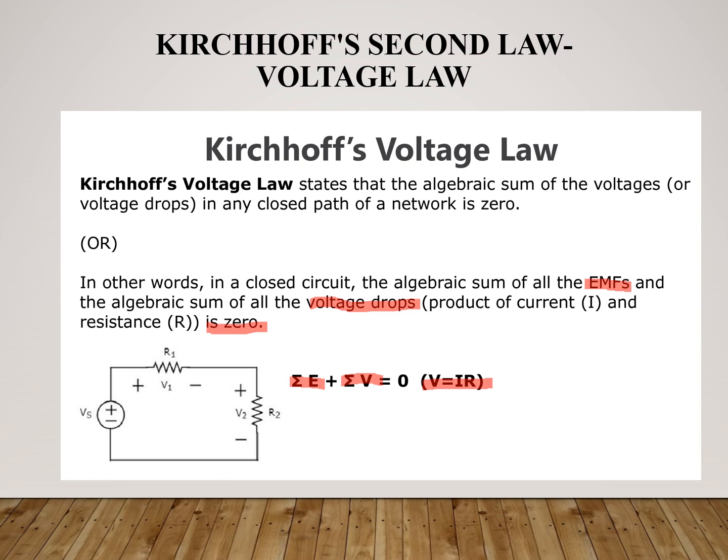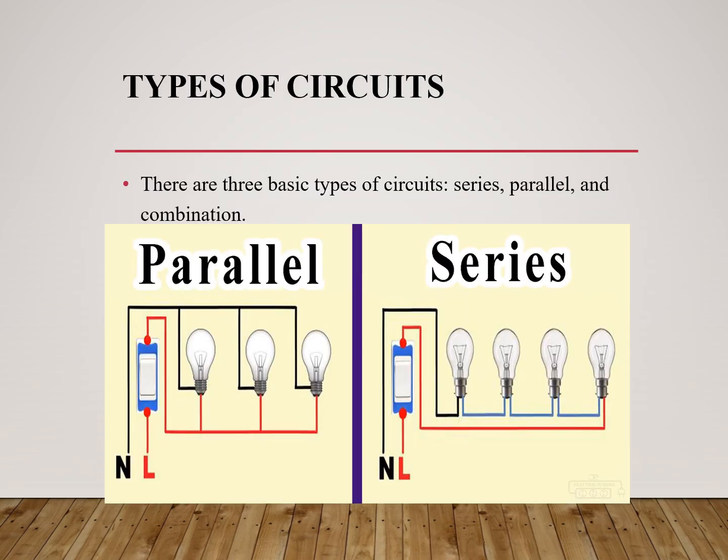So here we have two laws: one is Kirchhoff's voltage law, and the other is Kirchhoff's current law. Next is types of circuit. There are three basic types of circuit: series, parallel and combinational. Combinational means a combination of parallel and series connection.